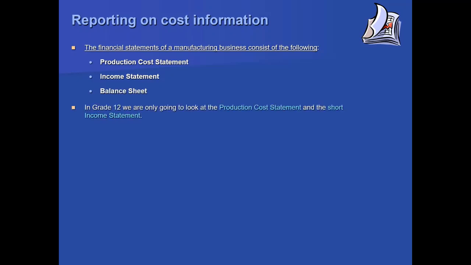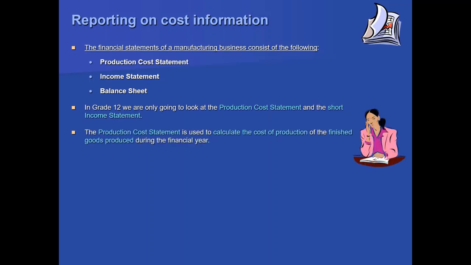Reporting on cost information. The financial statements of a manufacturing business consist of the following: the production cost statement, the income statement, and the balance sheet. This year we are only going to look at the production cost statement and the short income statement.